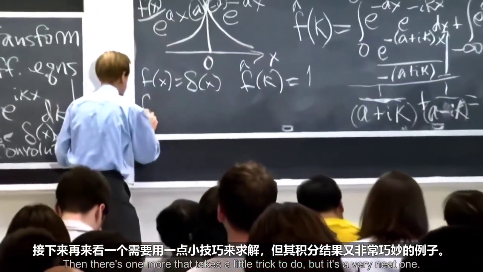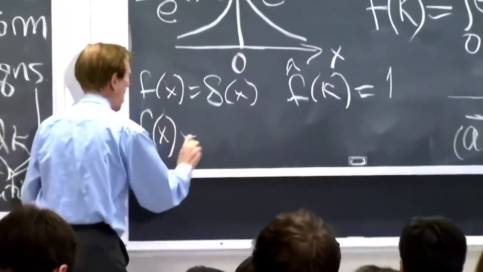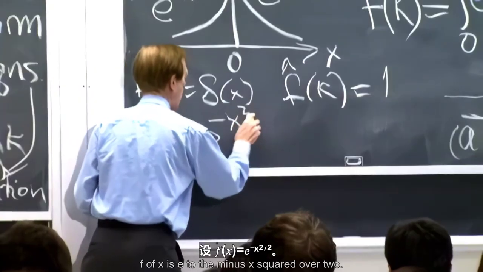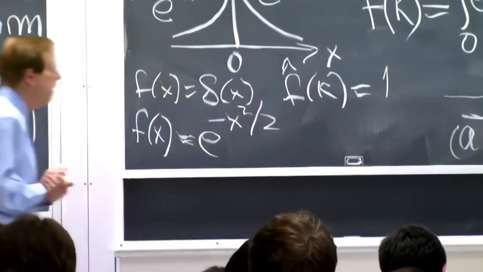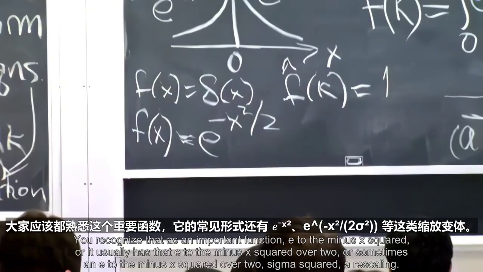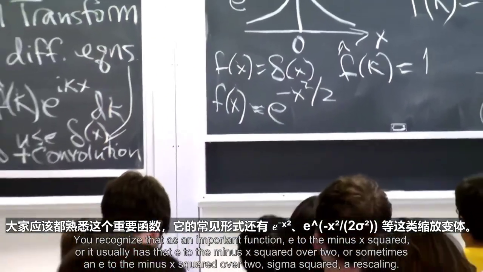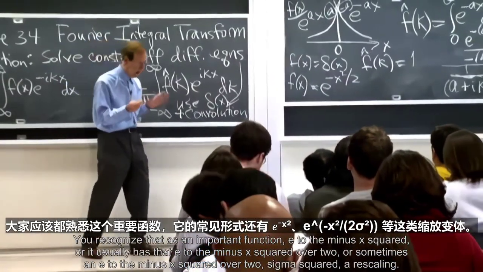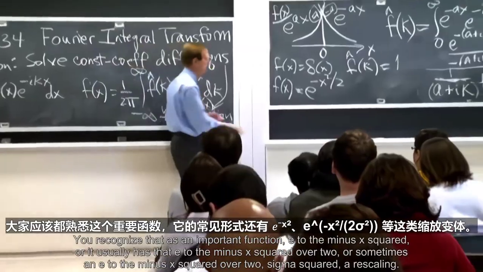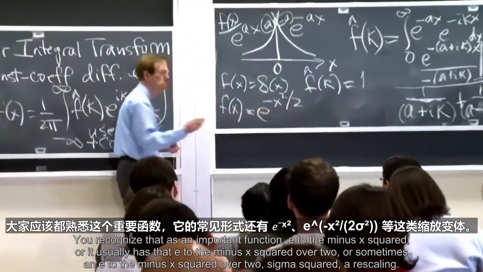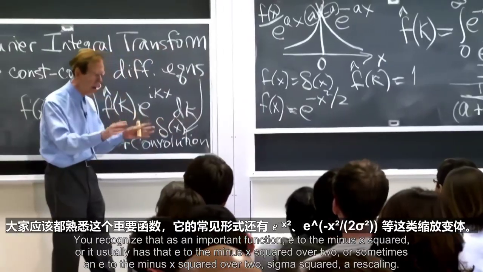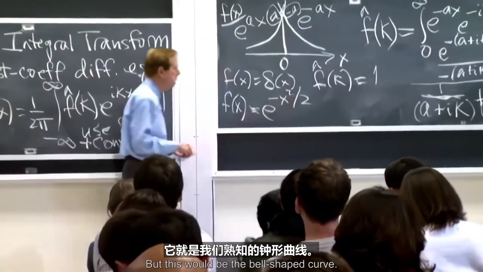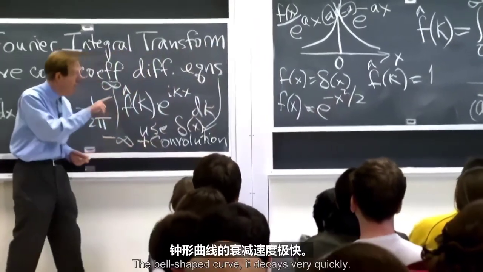It takes a little trick to do, but it's a very neat one. f(x) is e to the minus x squared over 2. You recognize that as an important function, e to the minus x squared, or it usually has that e to the minus x squared over 2, or sometimes e to the minus x squared over 2 sigma squared, a rescaling. But this would be the bell-shaped curve.